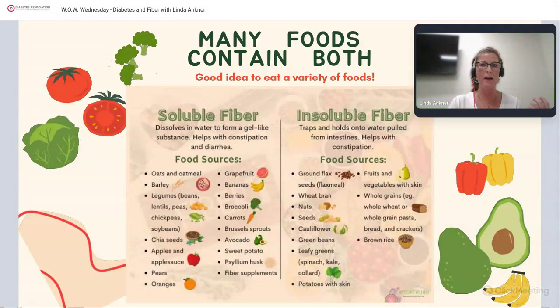So as you can see from this chart here, some foods contain both soluble and insoluble fiber. Most of the fiber that you're going to consume will come from plant-based foods. So that's going to be your fresh fruits and vegetables, or fruits and vegetables in general, whole grains, nuts, legumes, beans, seeds, those types of foods. So it's really important to try to eat a variety of foods and to try to include some of these plant-based foods with all of your meals.